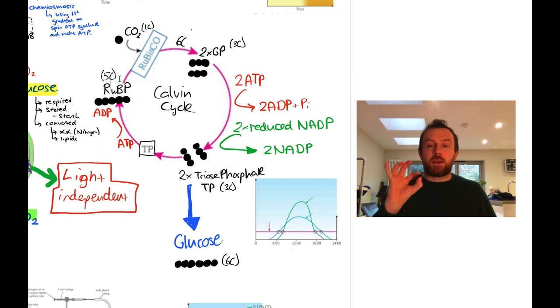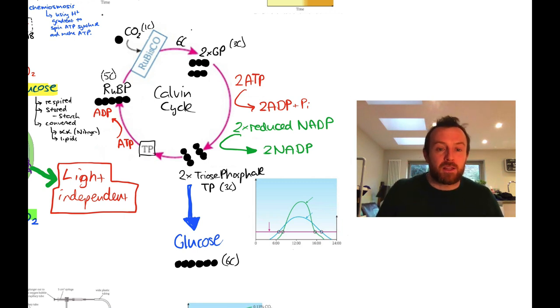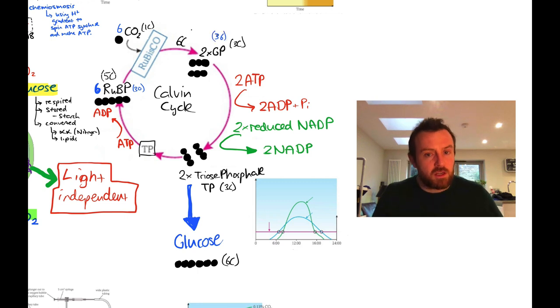Now, in order to get the numbers to balance, to really figure out what's going on in the cycle, we need to times everything by 6, okay? Stay with me. So, in actual fact, we take in 6 carbon dioxides and we join them to 6 molecules of RuBP. So 6 RuBPs, 6 times 5 carbons, that would be 30 carbons, plus the 6 here, that would give us 36. I'll write these in brackets. So this is 30 carbons. And over here, now we've got the 36 carbon atoms. Okay, you with me? 36 carbon atoms.